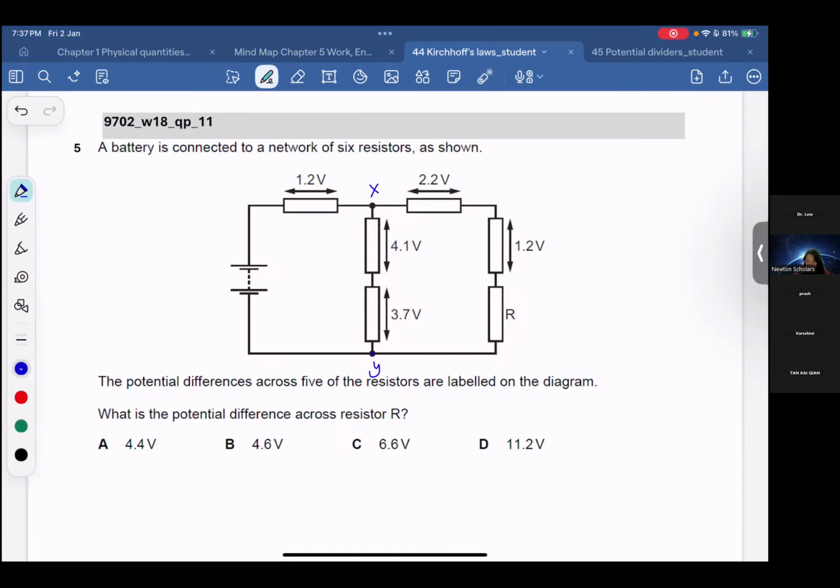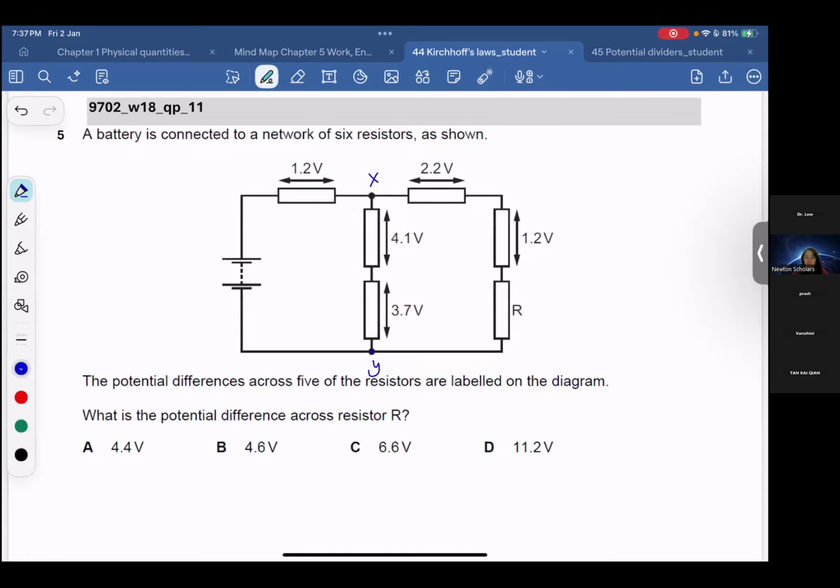So you can try it before I give you the answer. Okay, try again. Voltage across XY actually is 4.1 plus 3.7, so here is 7.8 volt. Then how about the voltage across R?